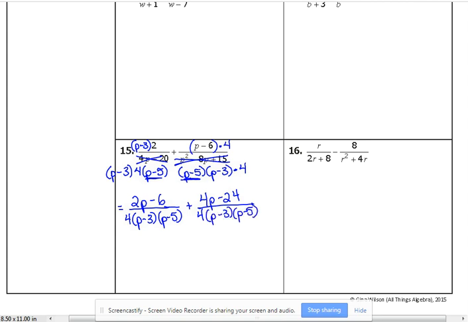We have the same denominator. I keep on saying that because I want you to confirm that. Because I see people doing these problems and they don't have the same denominator, but they proceed like they do. So we have the same denominator, so we combine their numerators. 2p plus 4p, 6p. Negative 6 minus 24, negative 30.